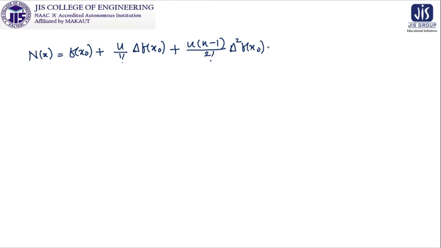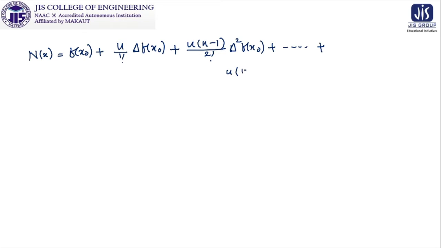So suppose we are writing the working rule. Newton's forward interpolating polynomial is f of x0 plus u by 1 factorial del f of x0, obviously you can write y0, del y0 and so on, plus u into u minus 1 by factorial 2 del 2 f x0. And obviously now you can see the symmetry in the construction of these terms.